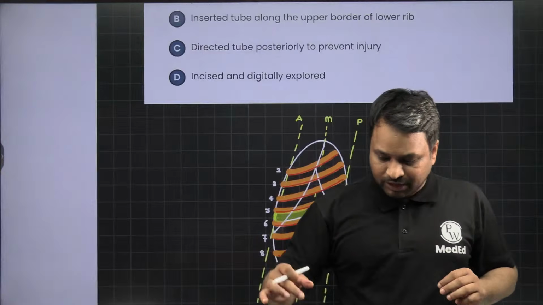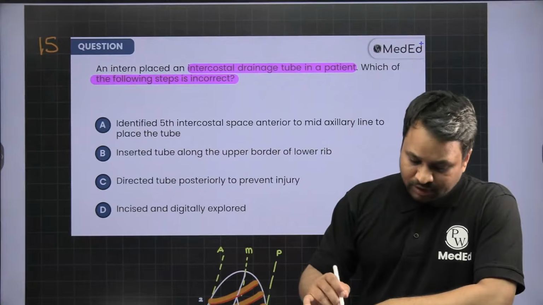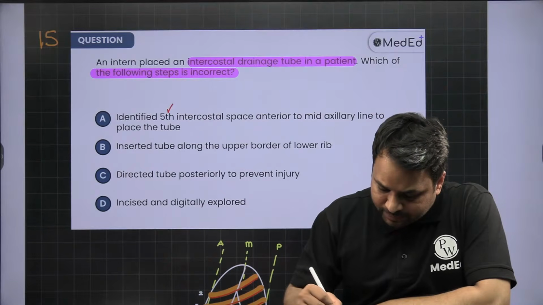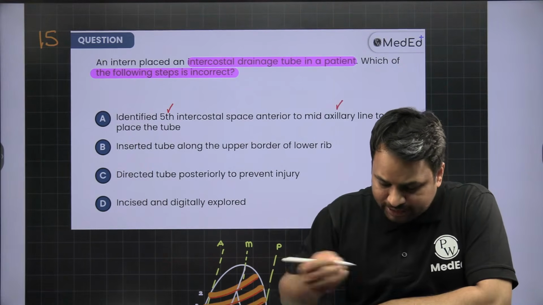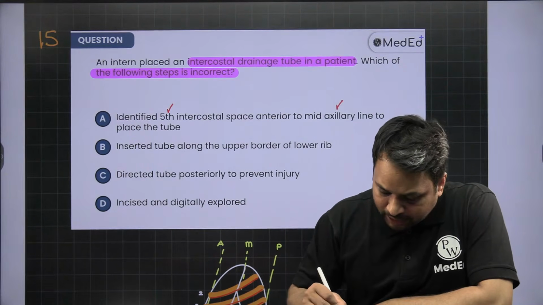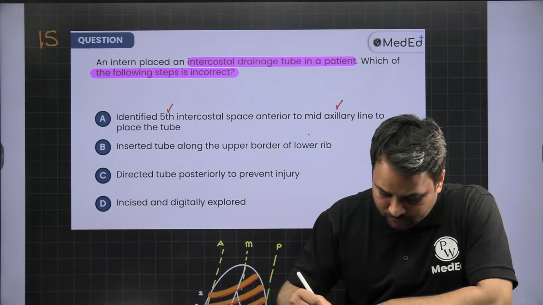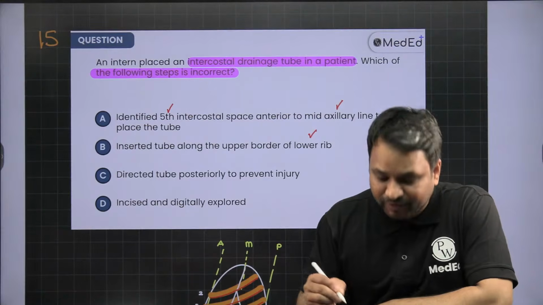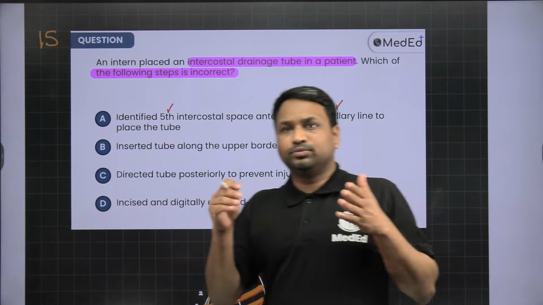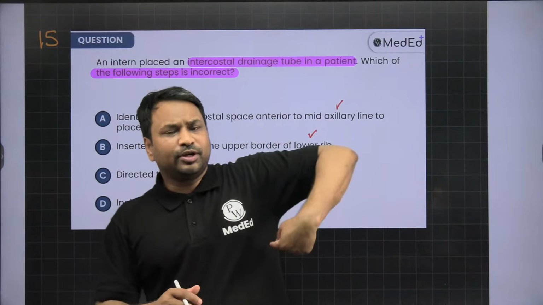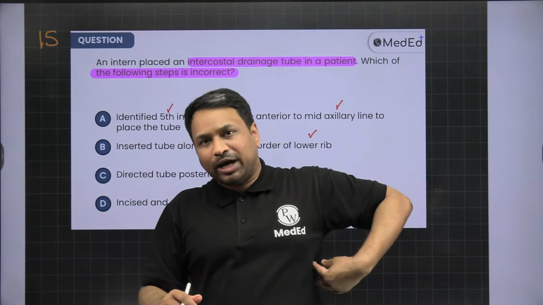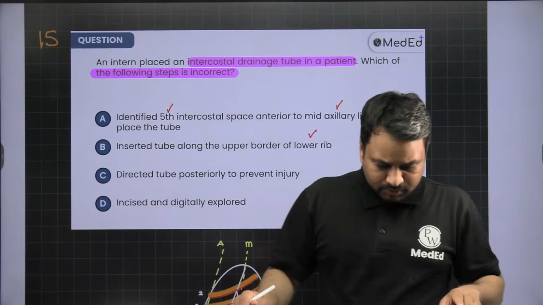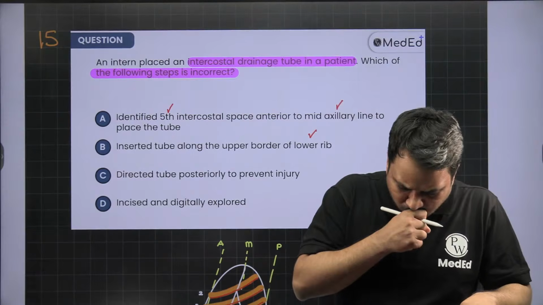Okay? Now, let's see here. They're asking for the incorrect step. Identify the fifth intercostal space anterior to the mid-axillary line to place the tube is correct. Insert the tube along the upper border of the lower rib is also correct. Direct the tube posteriorly to prevent injury. Whenever you're pushing the tube, you're not going anterior-posterior, you're going straight on and slightly up. So this is wrong.